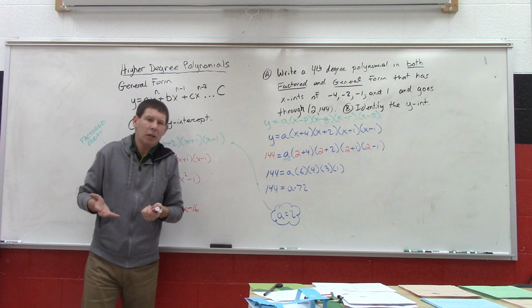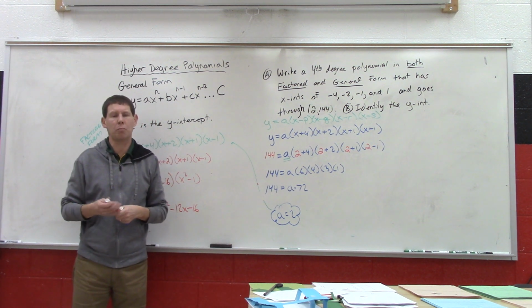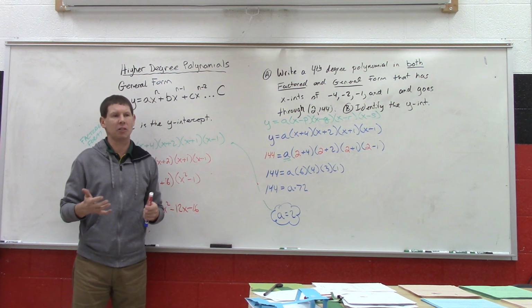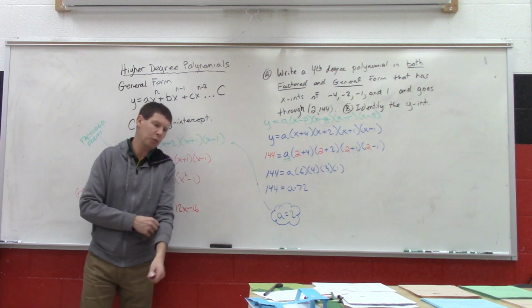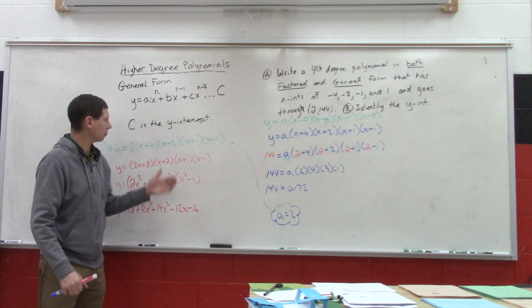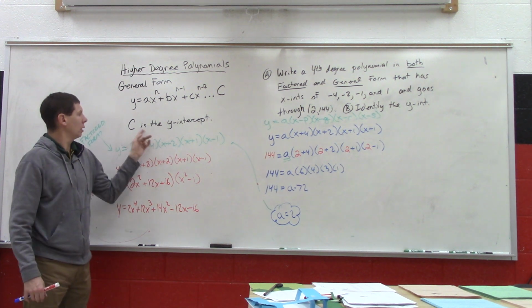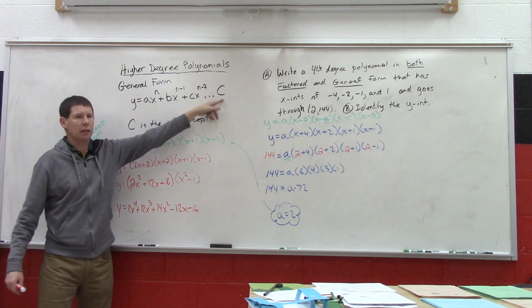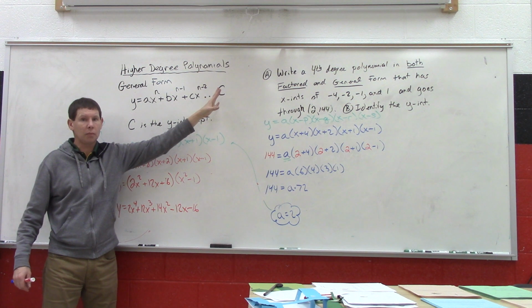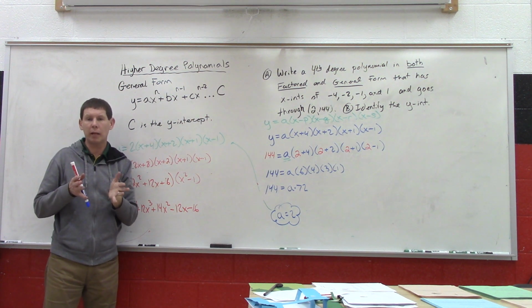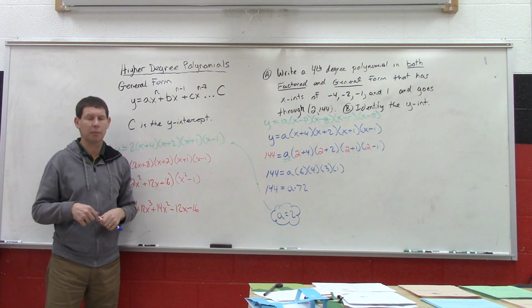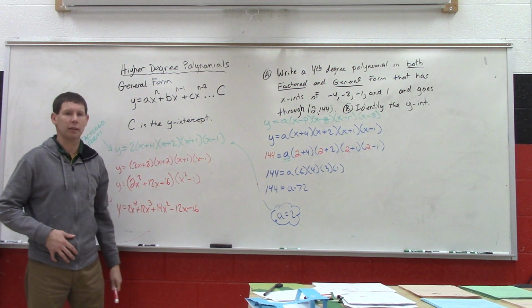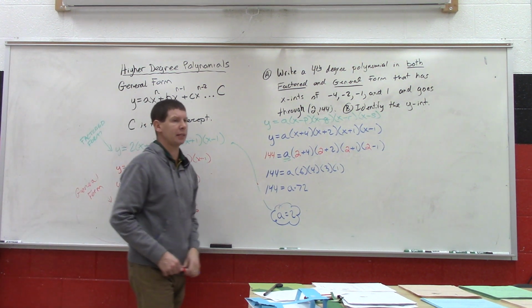For what we work and do with it, it's not quite as practical. It doesn't give us as many clues as the factored form of a polynomial. But we're going to work with it today anyways. One other note: that constant term, just like a line, y equals mx plus b, the constant, the one without the variable, that's our y-intercept. Okay?